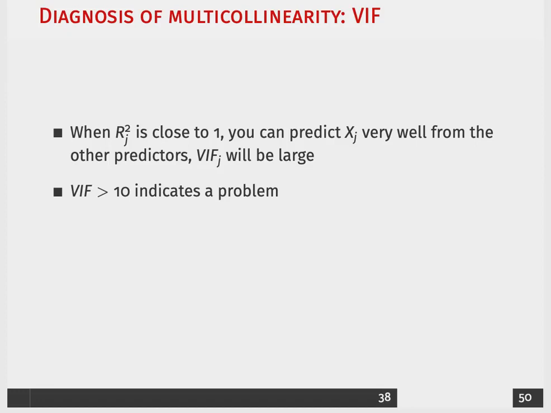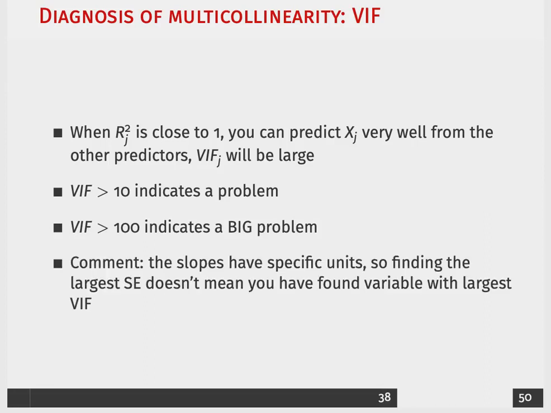And again, just as a rule of thumb, which I am hesitant to do, but we will use as a guideline, if we have a VIF larger than 10, that's going to be a problematic collinear variable. Now, if it's bigger than 100, that's going to be a really big problem. And the slopes, remember, have specific units. So finding the largest standard error doesn't necessarily mean that you're going to have a variable with the largest VIF.